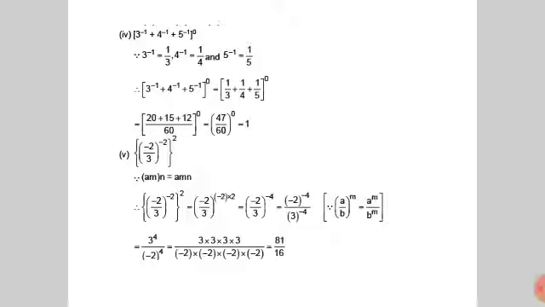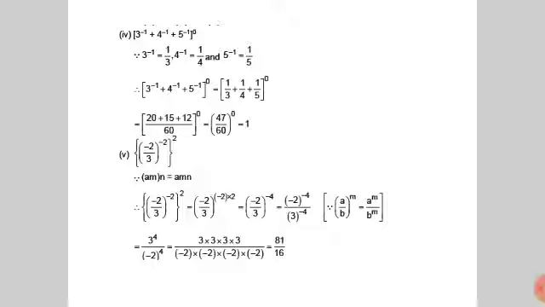Next one is minus 2 by 3 the whole power minus 2, the whole power 2. So minus 2 into 2 is minus 4, because a power m the whole power n is a power mn. So minus 2 by 3 the whole power minus 4. That is minus 2 the whole power 4 divided by 3 the whole power minus 4. 3 power minus 4, negative power, convert to the reciprocal.